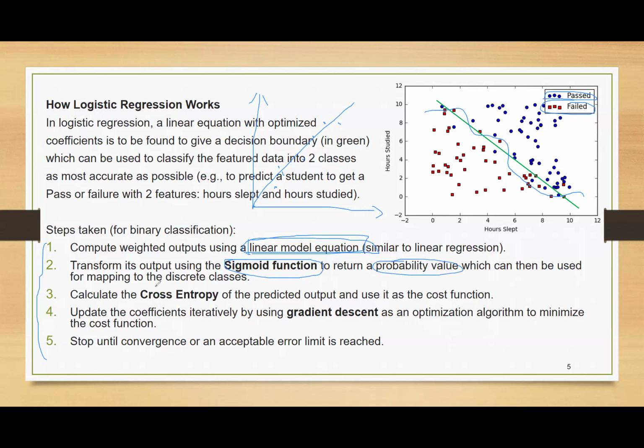And then we calculate the cross entropy. We'll talk about cross entropy later. It's another loss function, different from the MSE, the mean squared error that we used last time. And then we use this cross entropy to evaluate the prediction, and update the coefficients iteratively by gradient descent, as we did last time. These last two steps are the same. We are using gradient descent to find the optimal value of the parameters. So this is how logistic regression works.